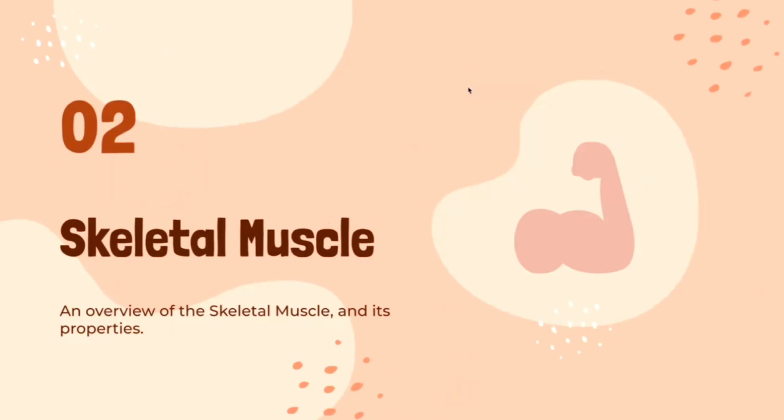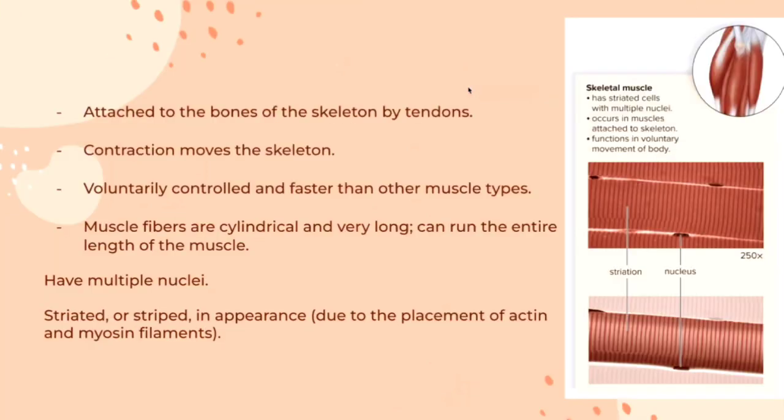Let's start with the skeletal muscle. The skeletal muscle is attached to the bones of the skeleton by tendons, and the contraction moves the skeleton. It's voluntarily controlled and faster than other muscle types, so it's faster than the other two muscle types.